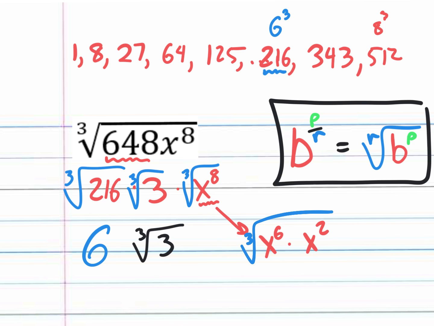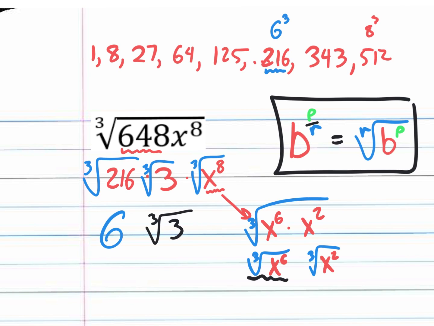And of course, we can now split that cube root. So you have the cube root of x to the 6th, and the cube root of x squared, which you can't really do. But we can do this guy right here. Again, power over root. So 6 divided by 3 is 2. So this really does equal x squared.